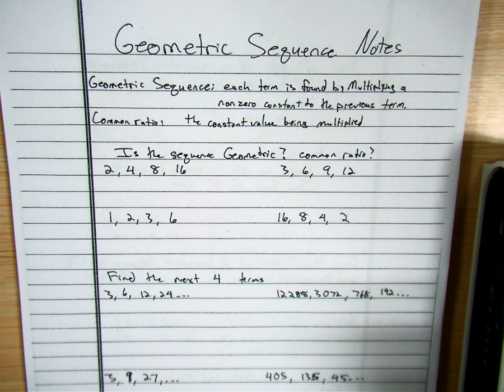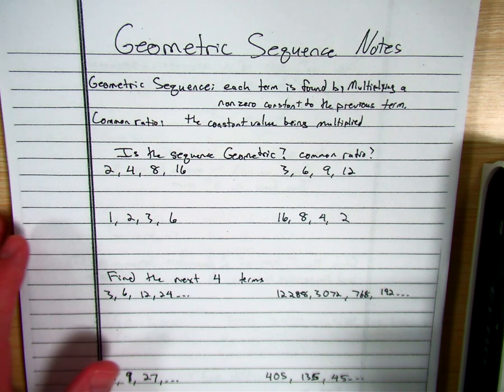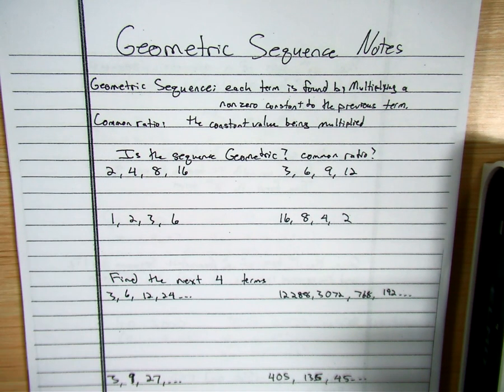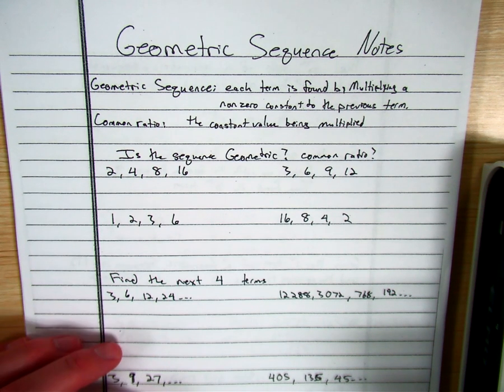Algebra 2, 10A, Lesson 2, Geometric Sequences. A geometric sequence is a pattern where each term is found by multiplying a non-zero number to the previous term. And the number that we're multiplying is called the common ratio.